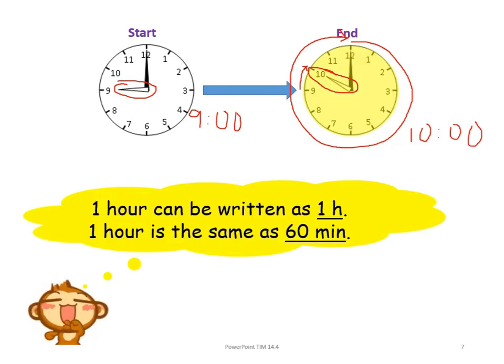This is 1 hour, and is also known as 1H. You can write it down as a short form, 1H. Okay, it's the same thing, 1 hour. 1 hour is also the same as 60 minutes. Now, this is very important because when you skip counting, remember there are 60 minutes in 1 hour. 5, 10, 15, 20, 25, 30, 35, 40, 45, 50, 55, 60. Okay, so 1 hour is the same as 60 minutes.